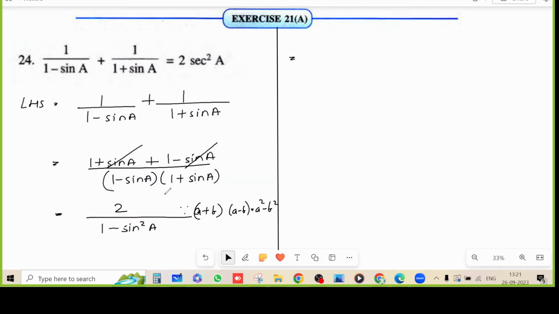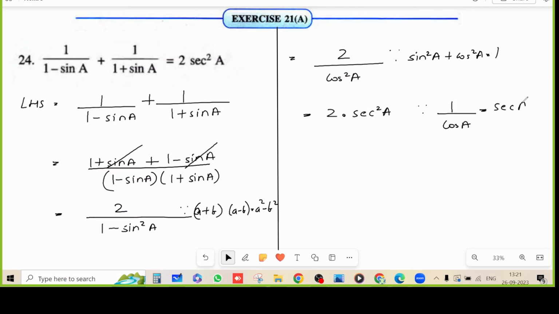Now this can be written as 2 upon cos square a, because we know that by the trigonometric identity sine square a plus cos square a is equal to 1. That means 1 minus sine square a is equal to cos square a. Also cos a is the reciprocal of sec a. So this can be written as 2 sec square a, since 1 upon cos a is equal to sec a. So this is the right hand side and hence we have proved that the left hand side is equal to the right hand side.